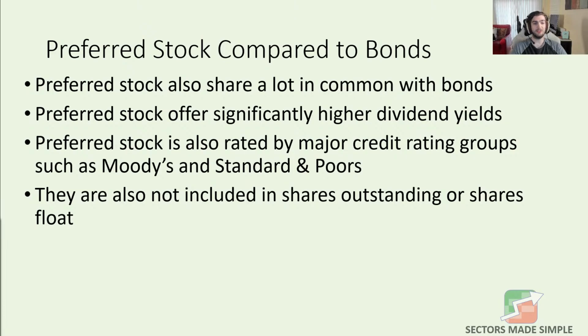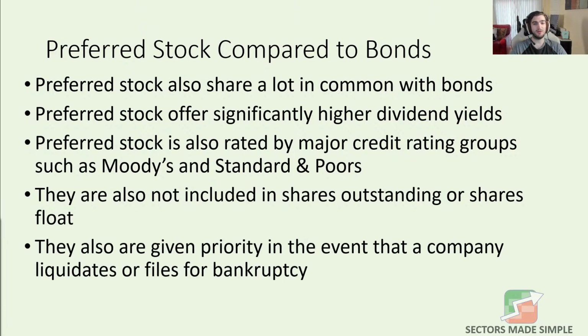And here's the big topic. They are given priority in the event that a company either liquidates, where they start selling off a bunch of stuff to cover debt, or they file for bankruptcy because they can't pay their debt back.